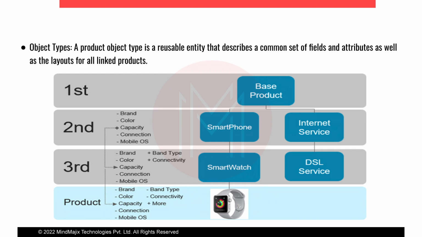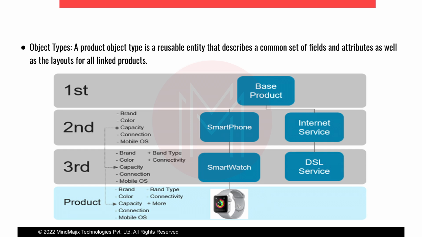Now we have the object types. It is again a reusable type of entity that describes a common set of fields and attributes, as well as the layouts for all the linked products. This is a pictorial view that we will see practically. Just try to understand, the first layer is the base product.